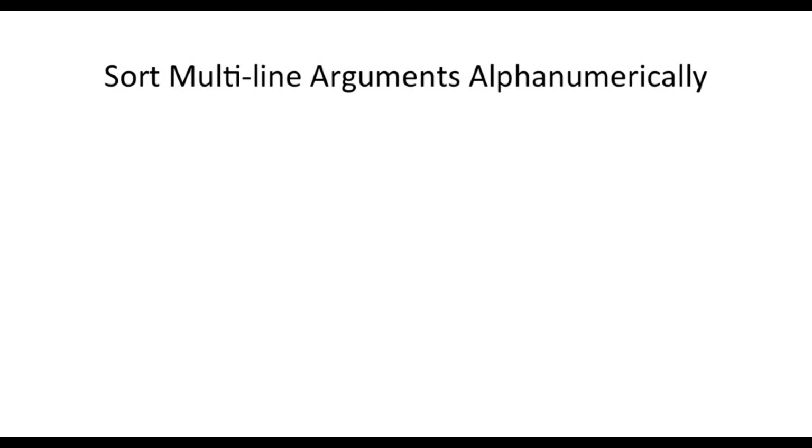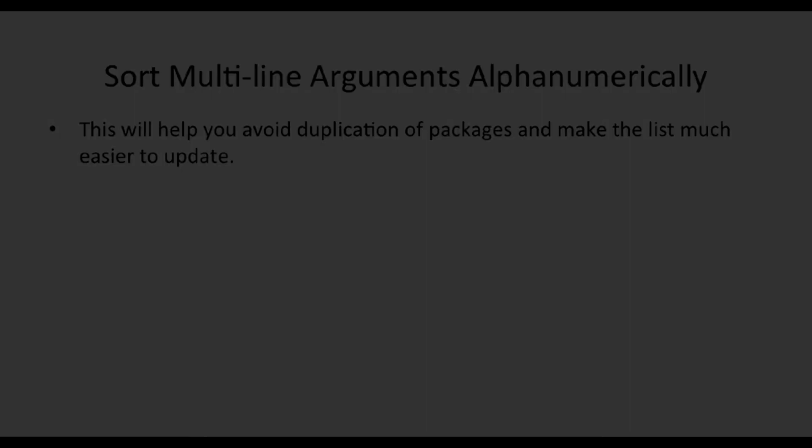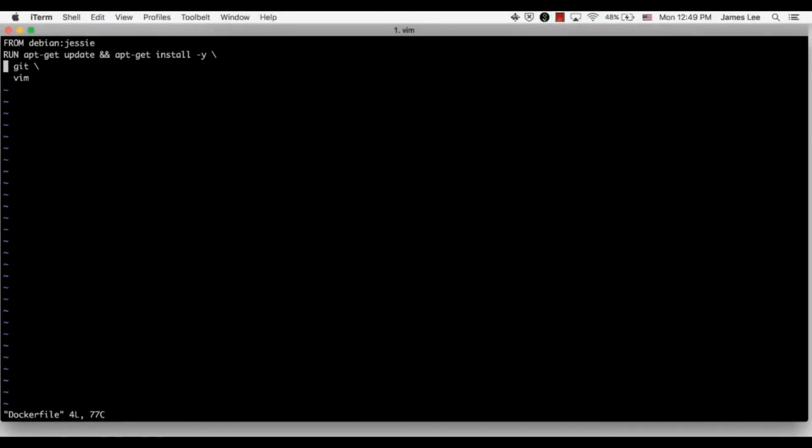Another good practice when writing the RUN instructions is to sort multi-line arguments alphanumerically. This will help you avoid duplication of packages and make the list much easier to update. Let's say we want to install the Python package as well. We need to put Python between Git and Vim so that they're sorted alphanumerically.